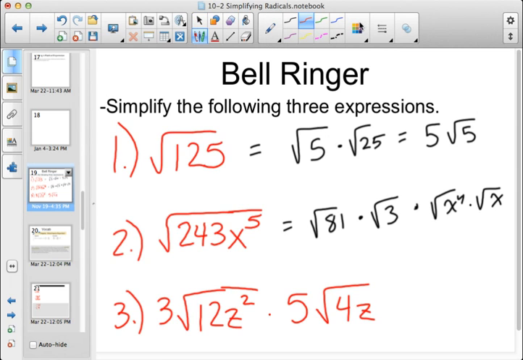Square root of 81 is 9. The square root of x to the 4th power is x squared. And then we've got that square root of 3 and the square root of x that are going to remain underneath the radical symbol. So you should have 9x squared times the square root of 3x.